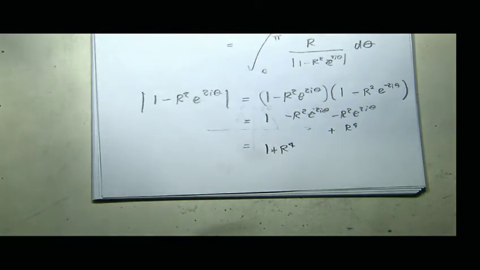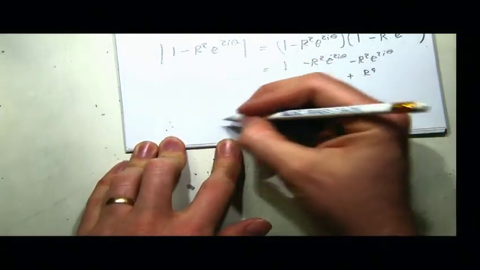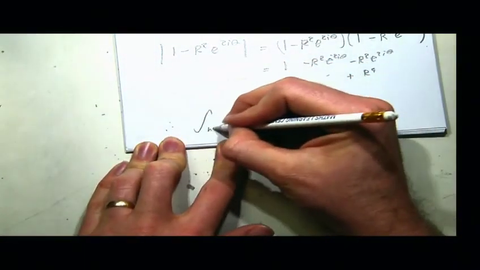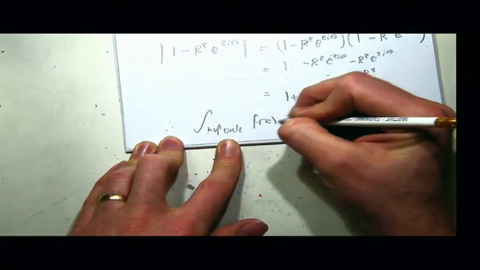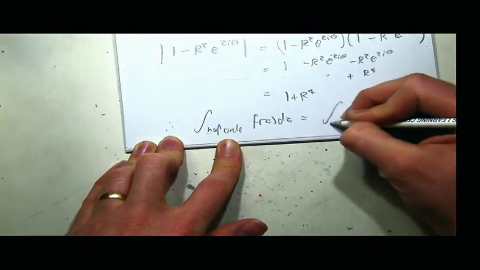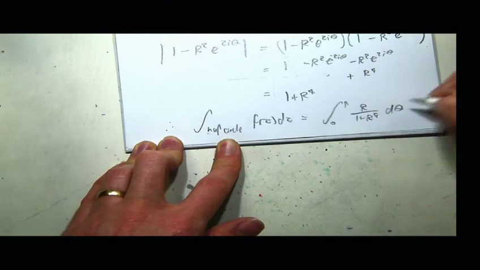Yay. Okay. This is so good. And so therefore, my integral of my half circle of f of z dz is the integral from 0 to pi of r on 1 plus r to the 4 d theta. Do they really cancel out?